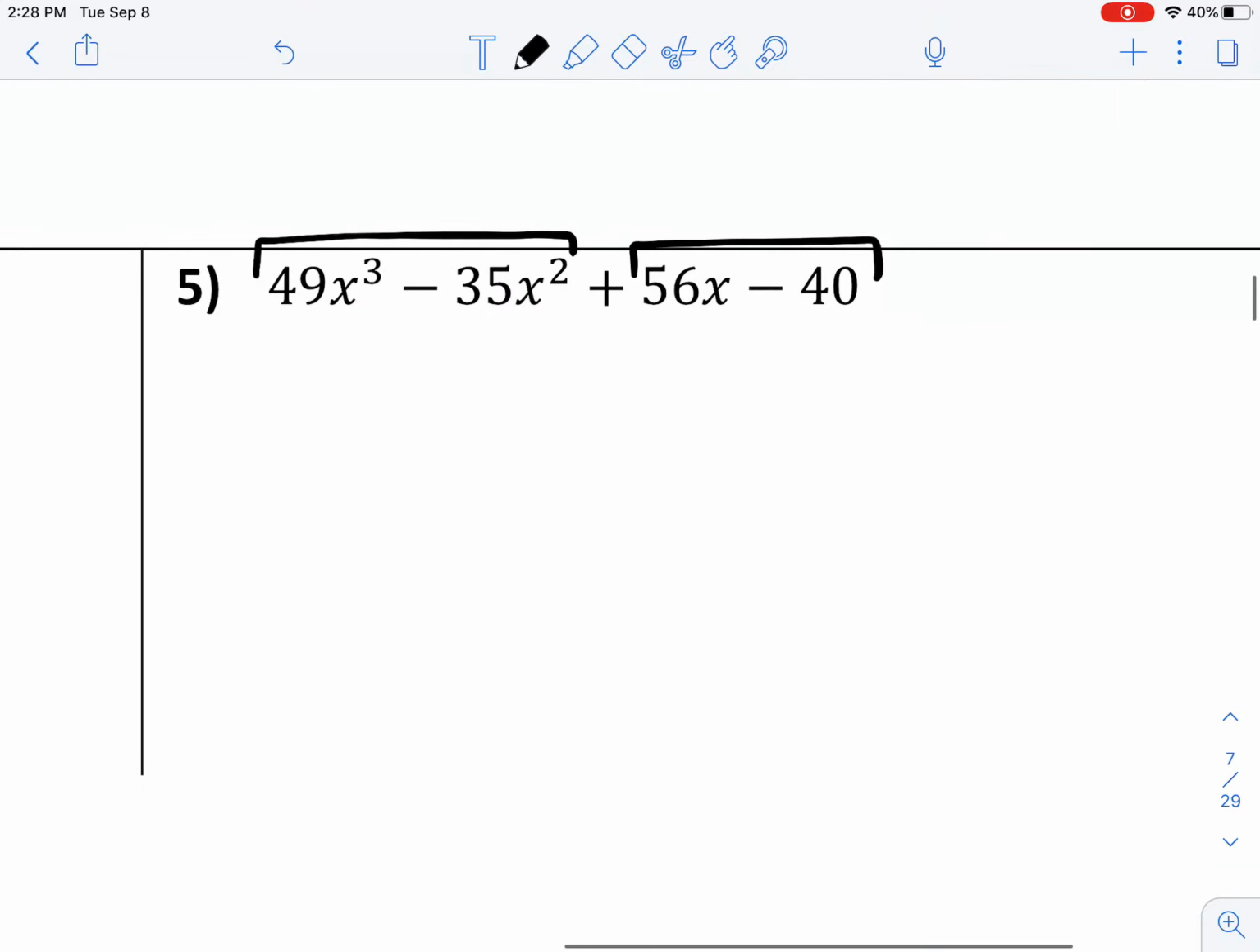The biggest number that goes into 49 and 35. Now, with factoring by grouping, we're lucky because there's only two terms. So I can use my calculator trick, which is math num 9.